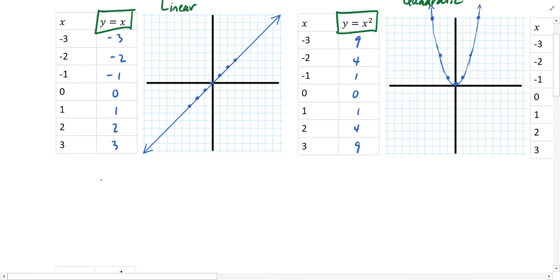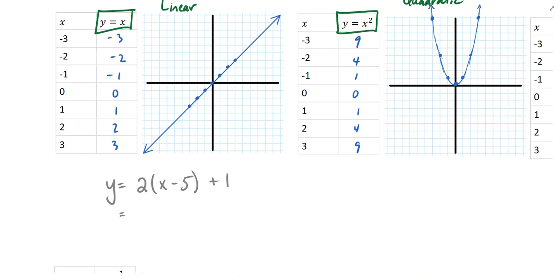For example, if I write the equation y equals 2 times (x minus 5) plus 1, well, that's a series of transformations that has been applied to this parent function. We may simplify this and distribute and end up with 2x minus 9 after all like terms have been combined, and that 2 represents a transformation of this linear function.